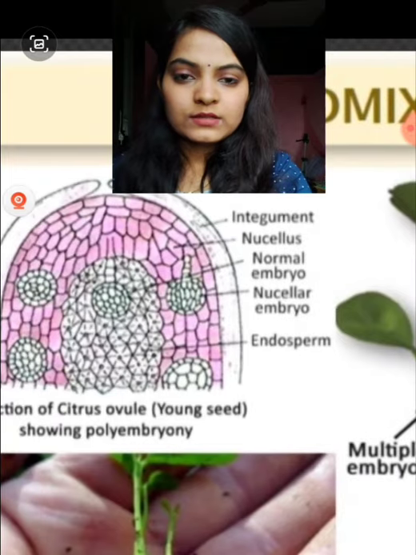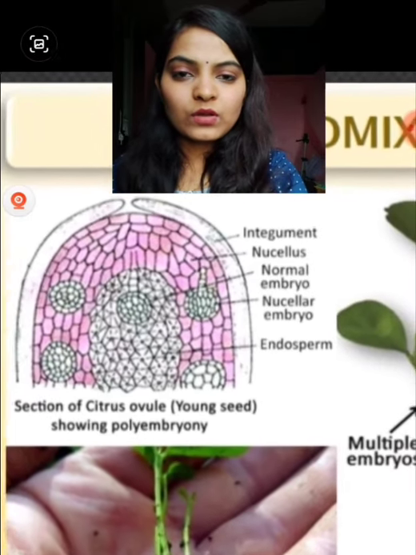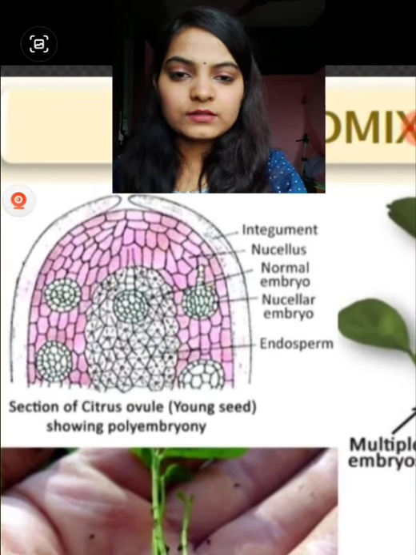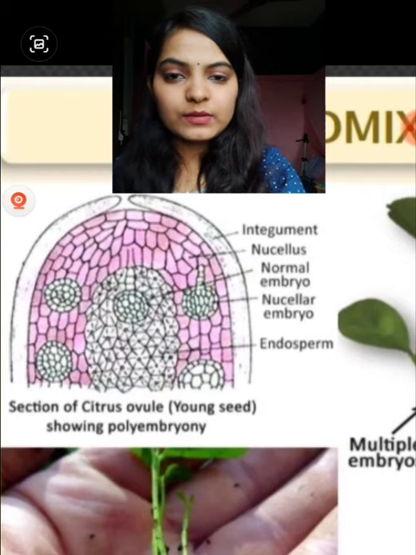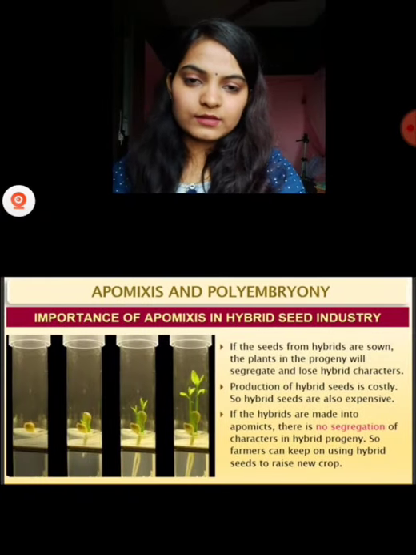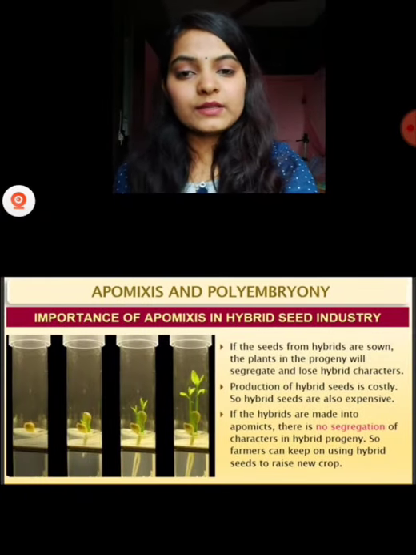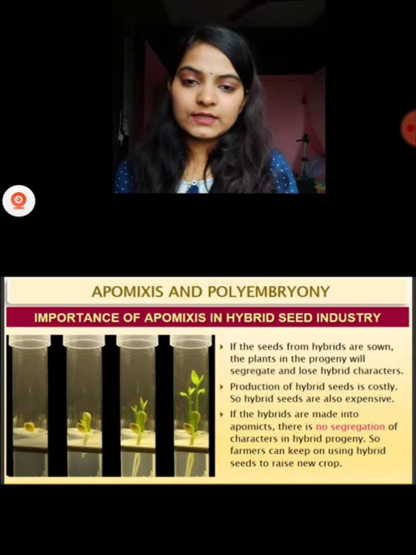Here you can see the integument and nucellus. You can see the normal embryo present at the center, and here you can see the nucellar embryo. Here is the endosperm, and you can see the integuments here. Now, the importance of apomixis in the hybrid seed industry.